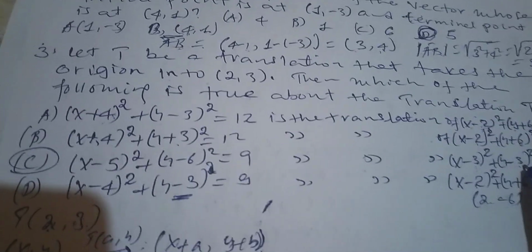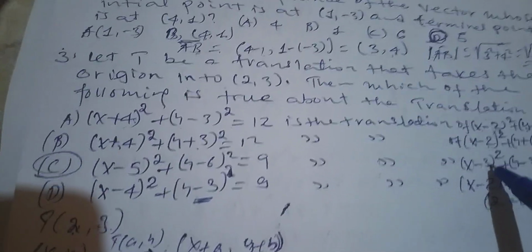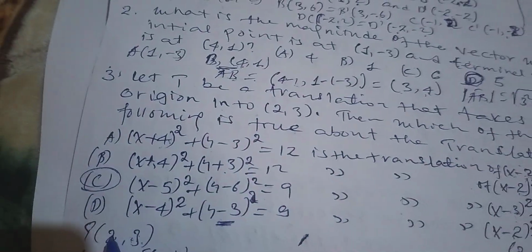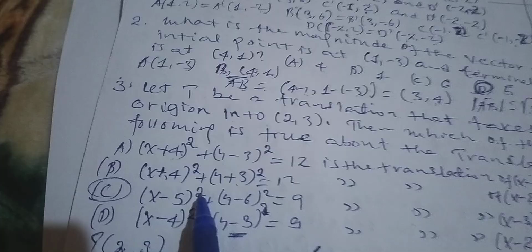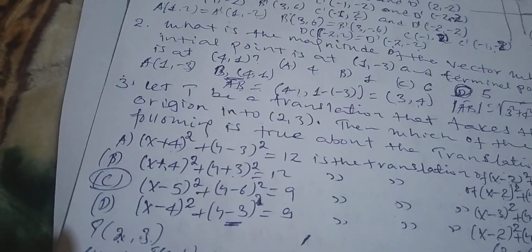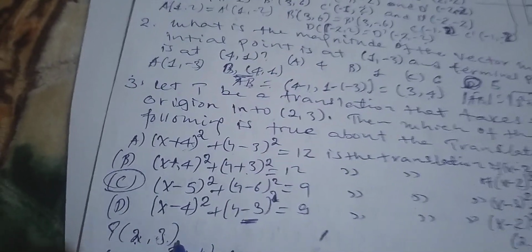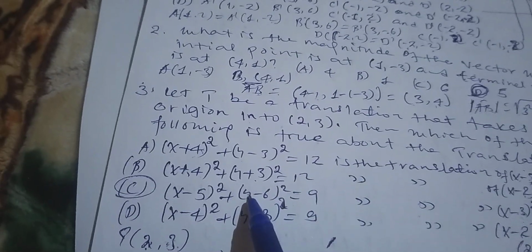C. This one is (3, 6), (3, 3). So the first coordinate is 3, and 3 plus 2 is 5. So x minus 5. Okay, it's right. The y coordinate is 3, and 3 plus 3 is 6. So the image will be y minus 6. So C is the answer.